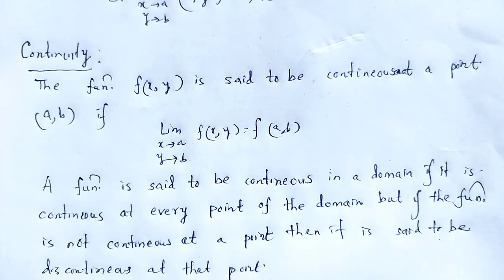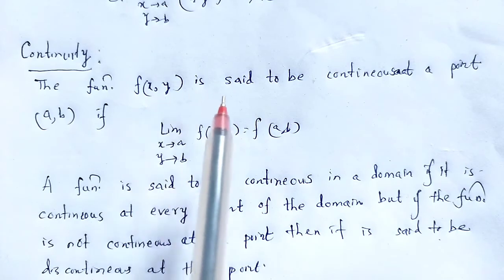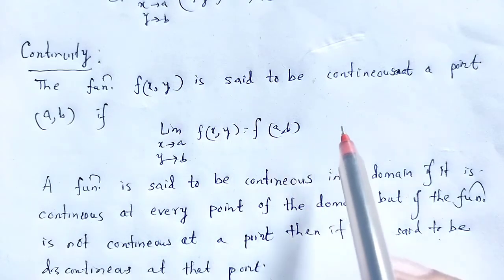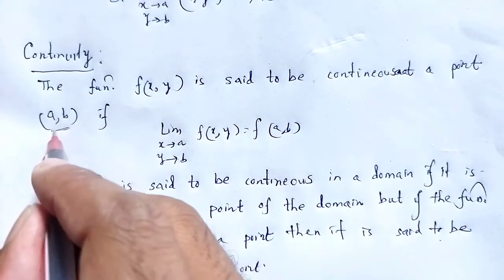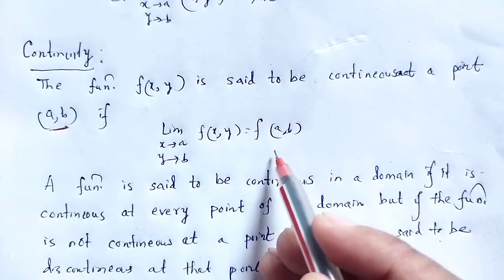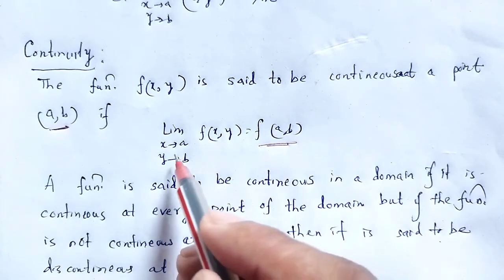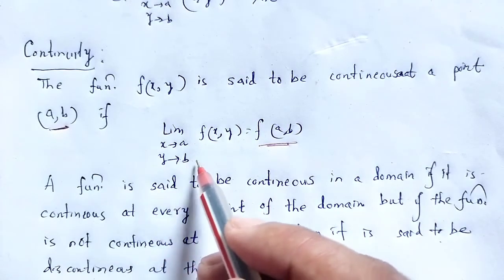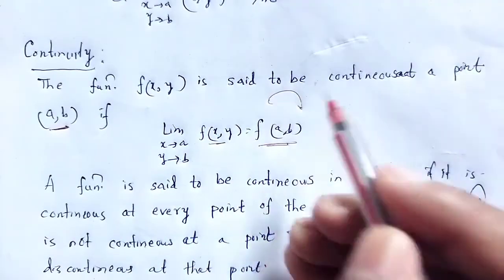So we can define continuity like this: the function f of xy is said to be continuous at a given point, the point is given as (a, b), if the limit as x tends to a and y tends to b of f of xy is f of ab. That means when x approaches a and y approaches b, the function approaches f of ab.